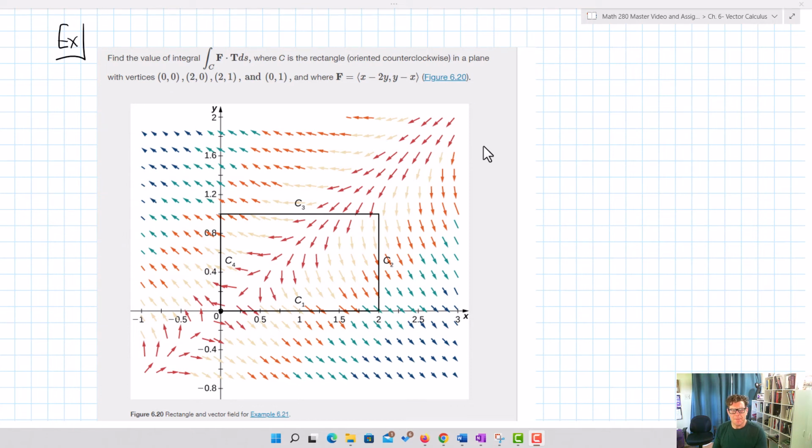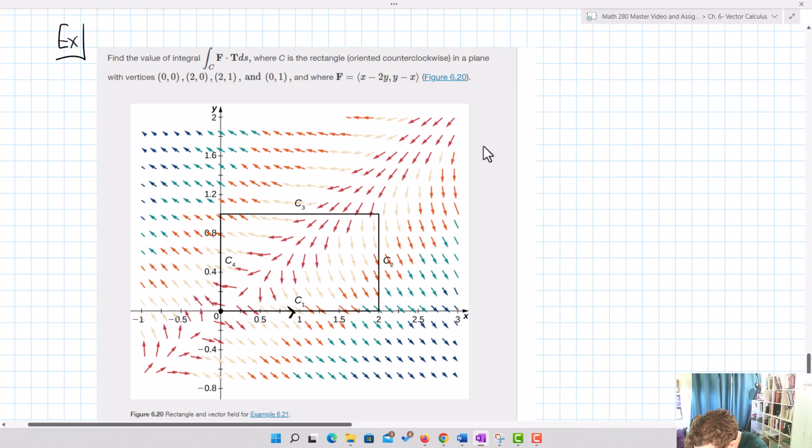All right, so let's suppose that we want to find the value of the integral over C of F dot T ds, where C is the rectangle oriented counterclockwise in the plane with vertices (0,0), (2,0), (2,1), and (0,1), where F, our force field, is (x minus 2y, y minus x). So we're going to orient counterclockwise, which means I'm going to start at (0,0) and travel along the bottom, moving in a counterclockwise direction.